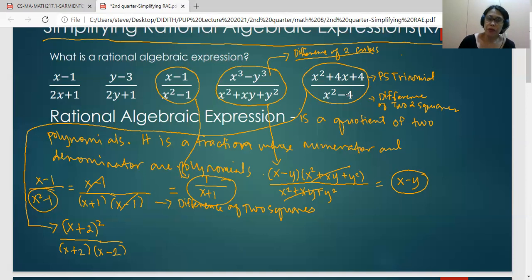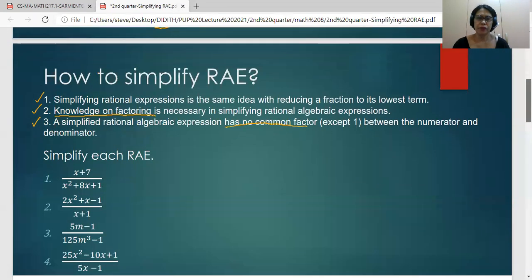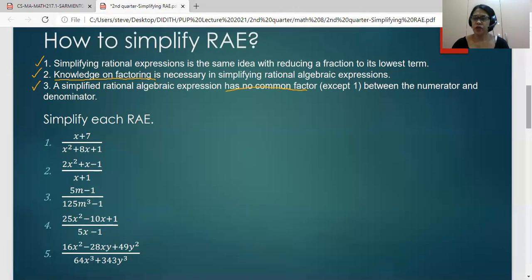Now, compare the factors of the numerator and the denominator. They have a common factor, and that's x plus 2. So we will cancel one x plus 2 on the numerator, so there's only one x plus 2 here, and then we'll cancel x plus 2. So we have x plus 2 all over x minus 2. So this is how we simplify this rational algebraic expression. Okay, so that's how we simplify.